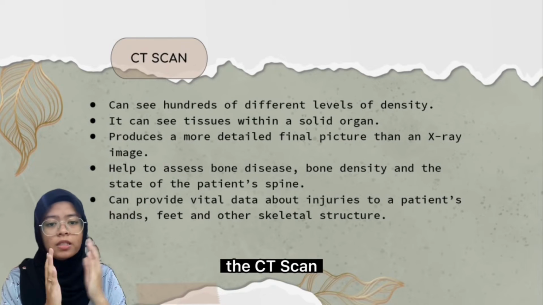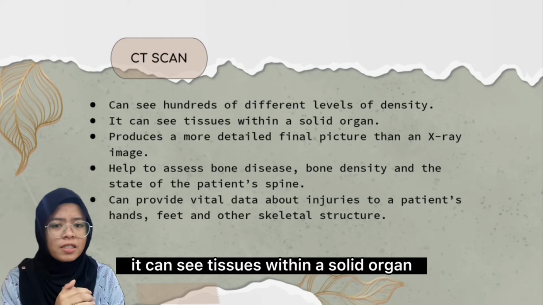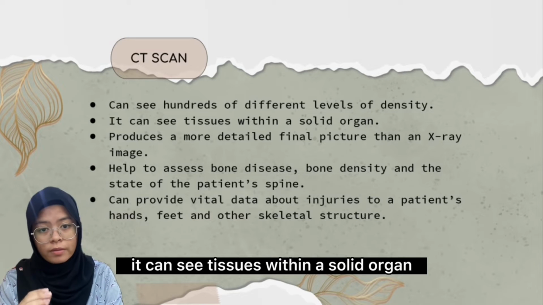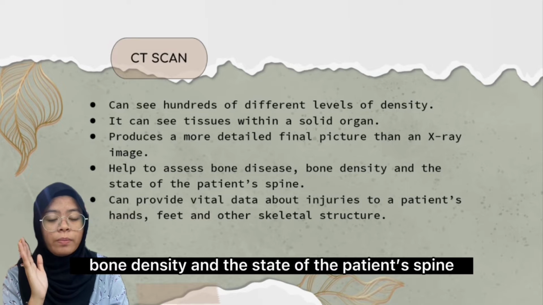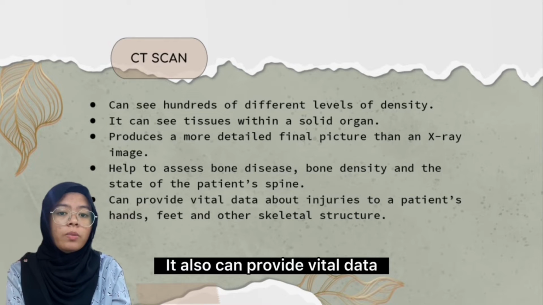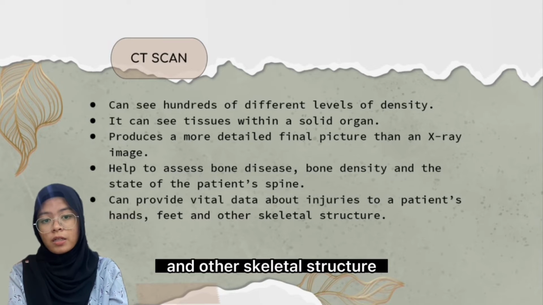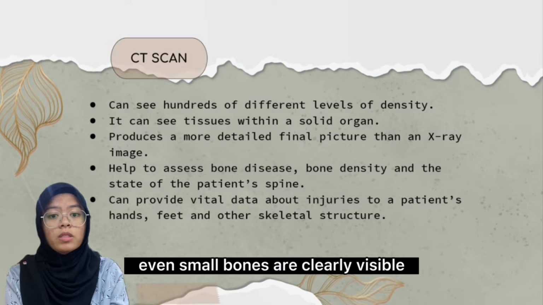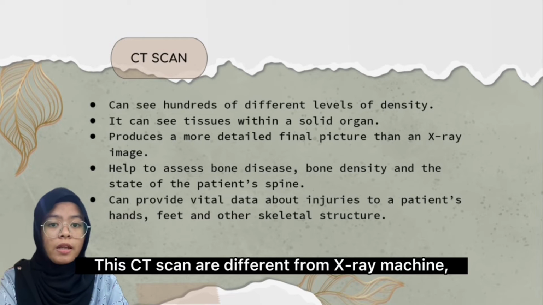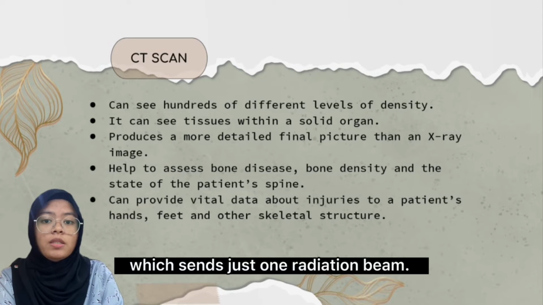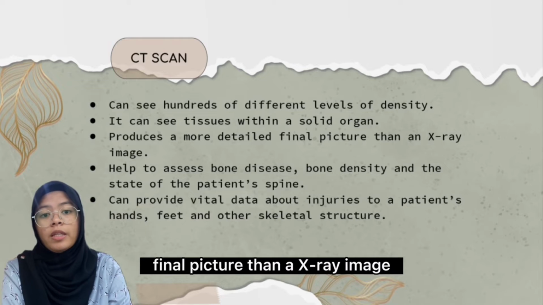Next is CT scan. The CT scanner can see hundreds of different levels of density. It can see tissues within a solid organ. It can help to assess bone disease, bone density, and the state of the patient's spine. It also can provide vital data about injuries to a patient's hand, feet, and other skeletal structures. Even small bones are clearly visible as well as their surrounding tissues. The CT scan is different from an X-ray machine, which sends just one radiation beam. The CT scan produces a more detailed, finer picture than X-ray.